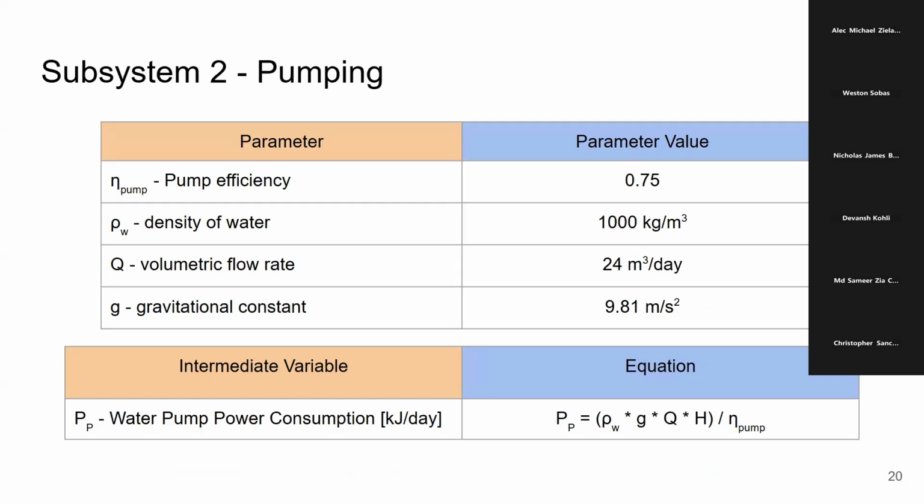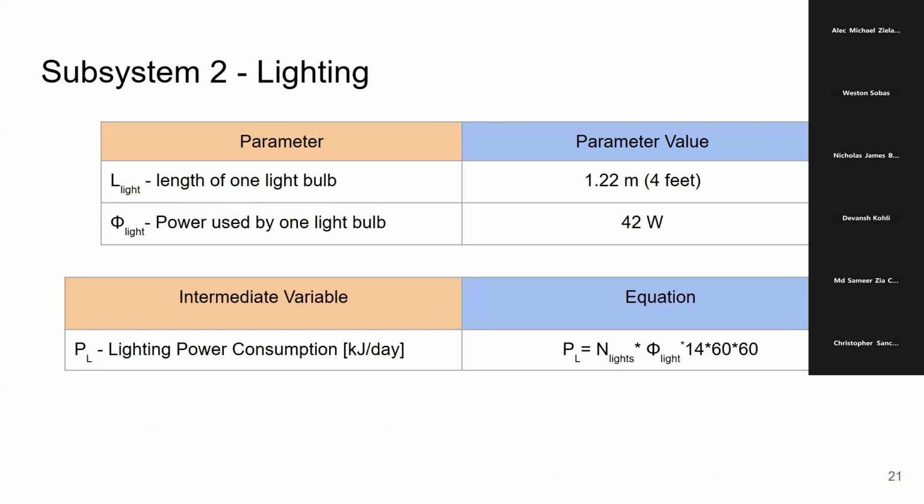The water pump component has parameters of pump efficiency, density of water, volumetric flow rate, and gravitational constant, and an intermediate variable being the power consumed by the water pump. The lighting component has two parameters, the length of one light bulb and the power used by one light bulb, and the intermediate variable lighting power consumption, which assumes 14 hours per day of lights for the plants.